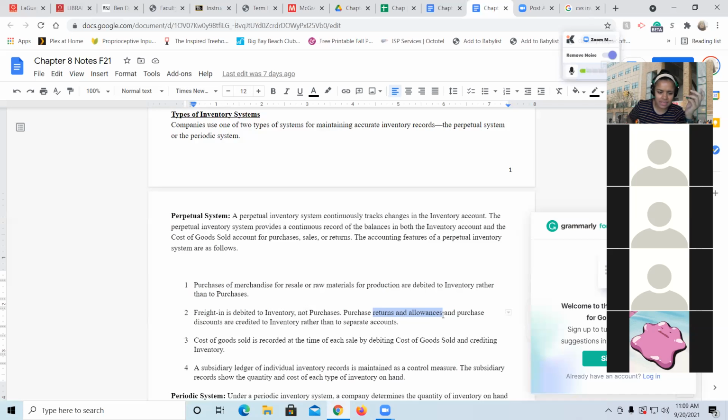And then of course, a purchase discount is, let's say your supplier says, you buy the stuff, if you pay us within 10 days, we'll give you a 2% discount, right? That decreases the cost of your inventory.